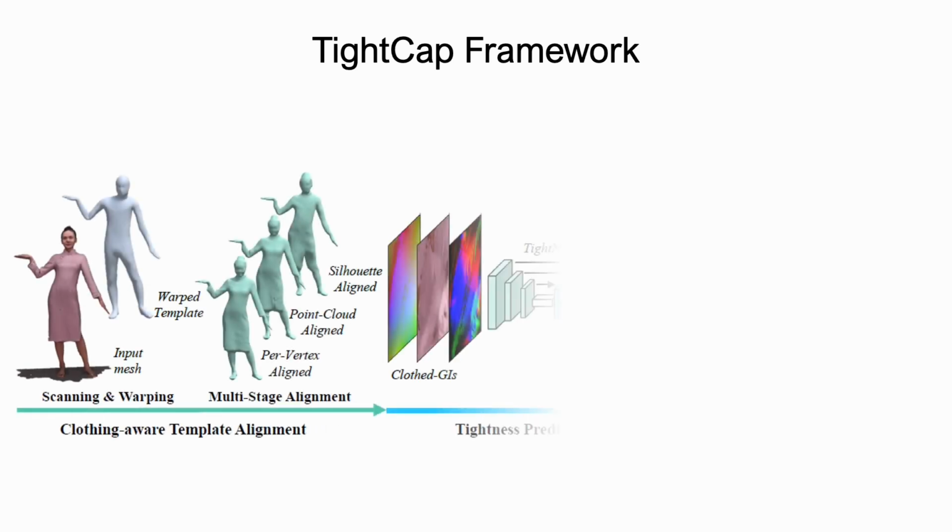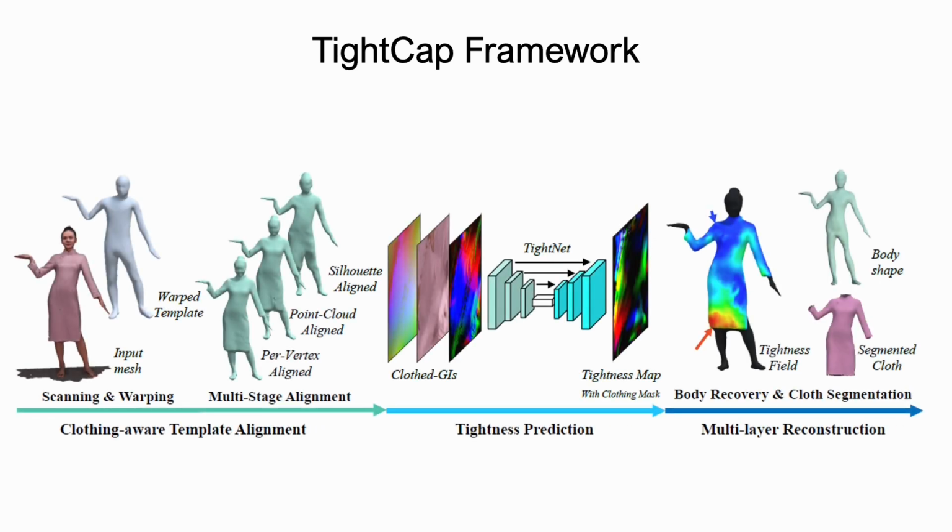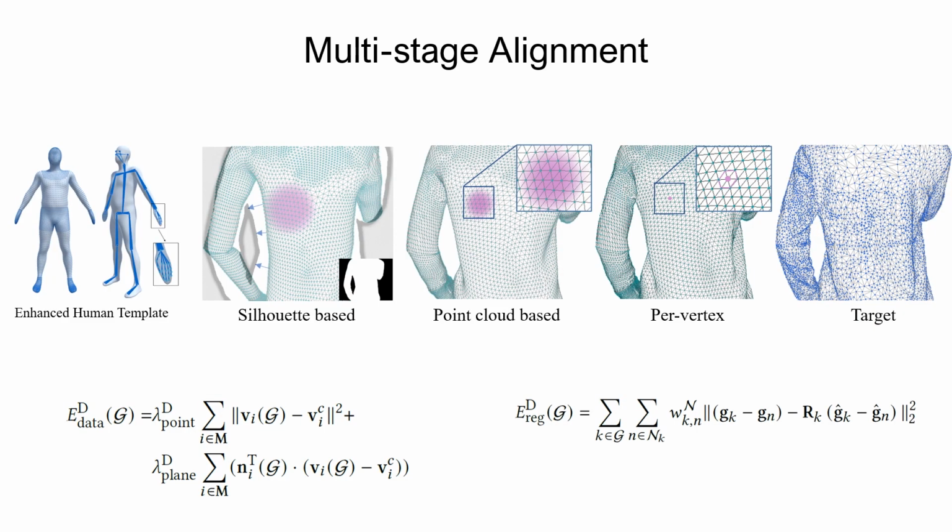TightCap is a data-driven approach to capture both human shape and dressed garments, and finally generate a multi-layer avatar with only a single scan from multi-view RGB cameras. Specifically, we utilize a multi-stage alignment scheme to transfer the input 3D human scan into the consistent human template. Our scheme consists of silhouette-based, point cloud-based, and per-vertex deformation stages to optimize the non-rigid motions from the enhanced human template to the input 3D scan in a coarse-to-fine manner.